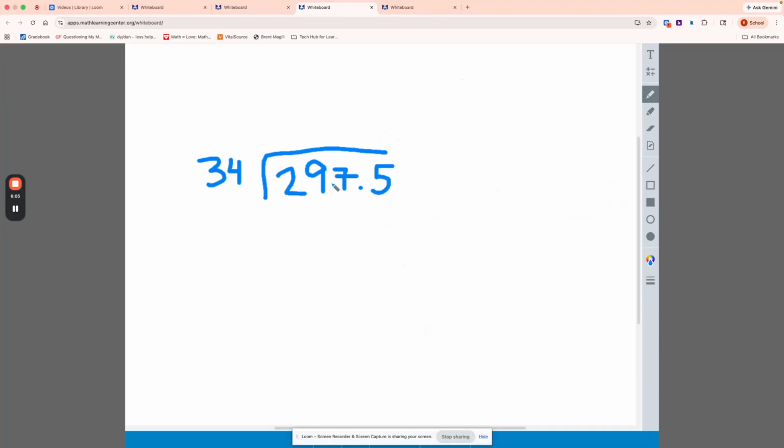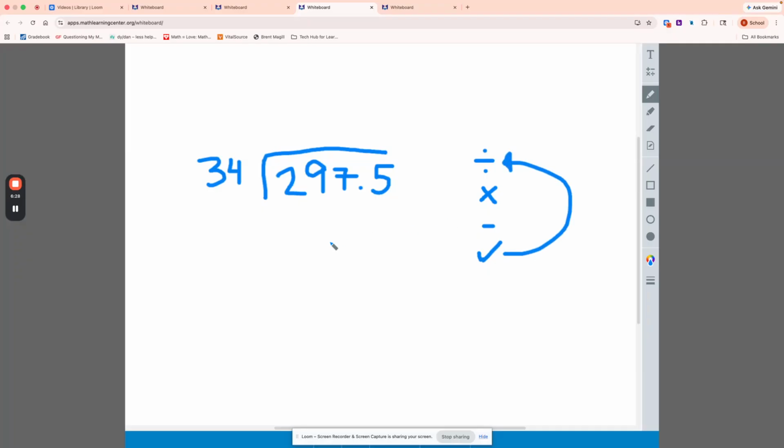Okay, this one is 297 and 5/10 divided by 34. Again, divided by a whole number. So I'm going to write the steps over here. First we divide, then we multiply, then we subtract and check to see if we can keep dividing. And if we can, we go back up to the top and divide again.